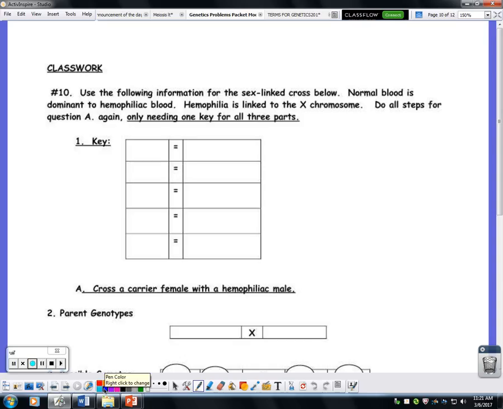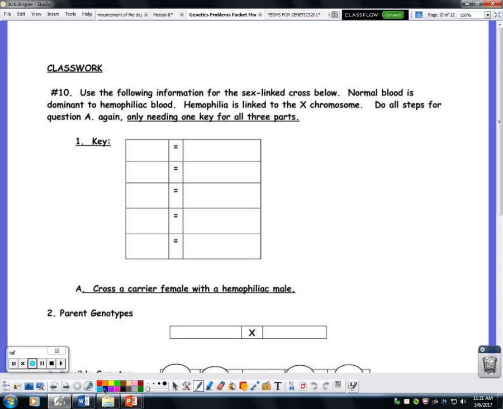Okay. So this is our classwork. So your homework, by the way, to practice the content part of pedigrees and sex-linked traits is going to be page 22. And then we're going to do number 11 for homework as far as the problem is concerned. So 10 is our classwork, for example.